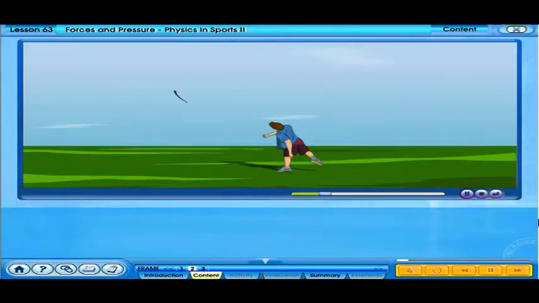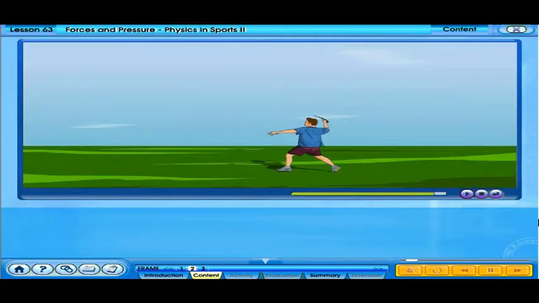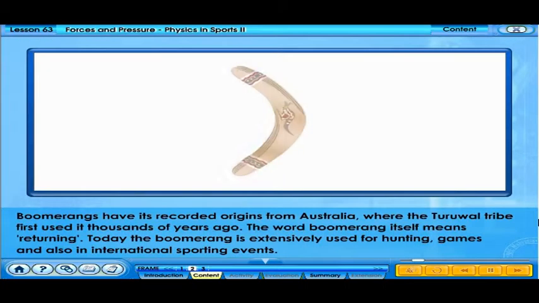A boomerang is a stick that returns when you throw it. To understand why a boomerang returns, we must understand the shape of the boomerang and the physics behind it. Boomerangs have their recorded origins in Australia, where the Turrawal tribe first used them thousands of years ago. The word boomerang itself means returning. Today, the boomerang is extensively used for hunting, games, and also in international sporting events.